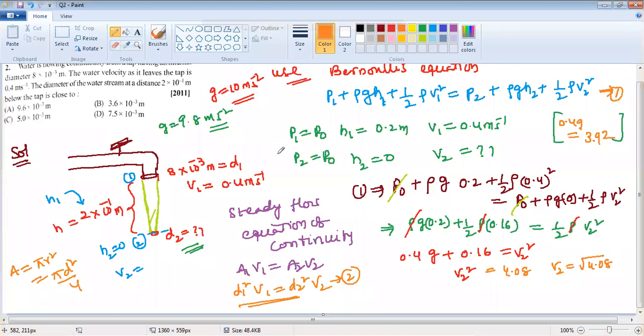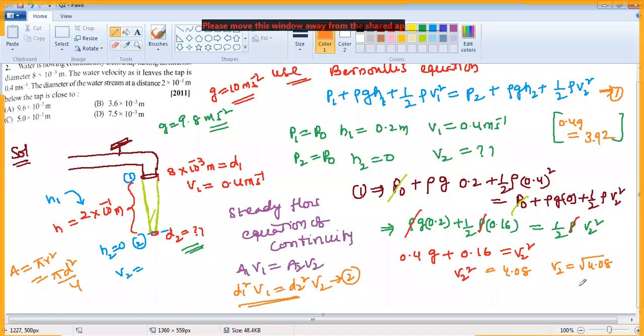So approximately what answer will you get? If we take G equal to 10, we will get 4.16. If we take G equal to 9.8, you get 4.08 under root. Approximately that is 2.01 meters per second or so. Now this is substituted in equation 2.